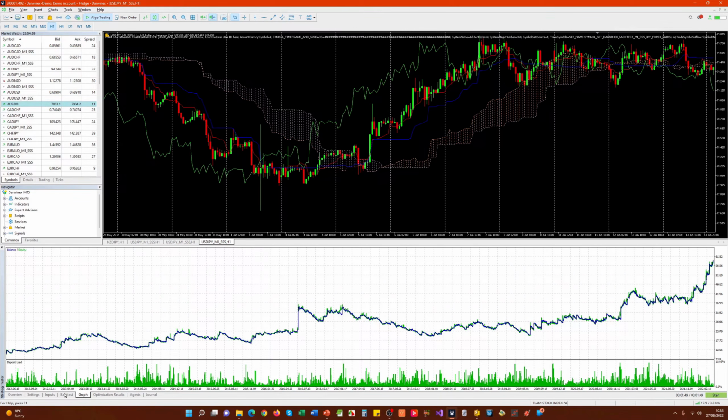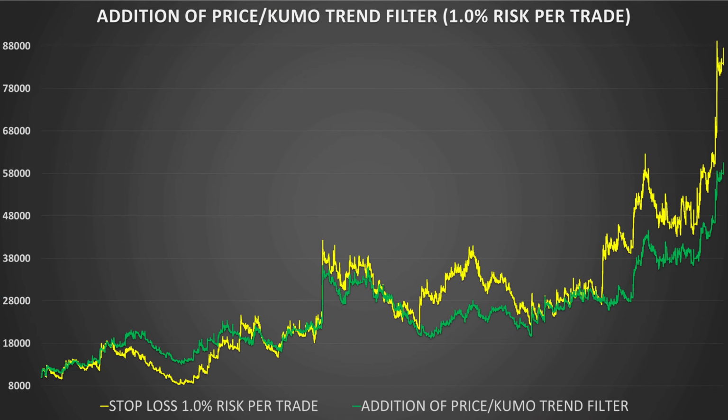Okay, so that has now finished, but in order to see the effect that the change to the trend filter has had, it's best to look at the two results side by side. So the yellow results here show the previous equity curve without the change to the trend filter, and then the green line with that change. So there's a few things to consider here.